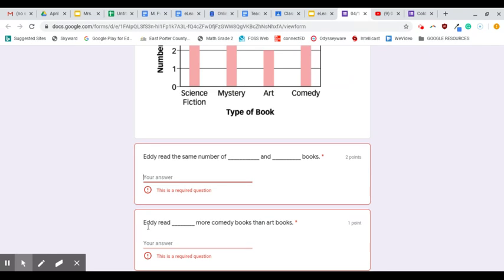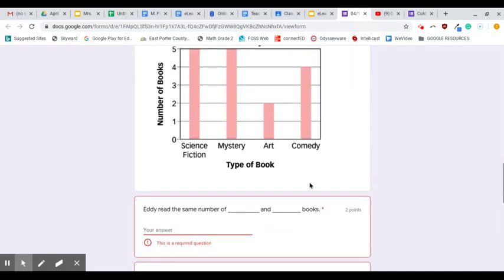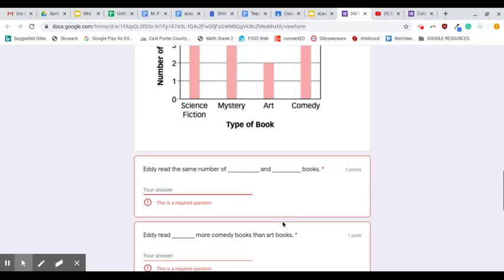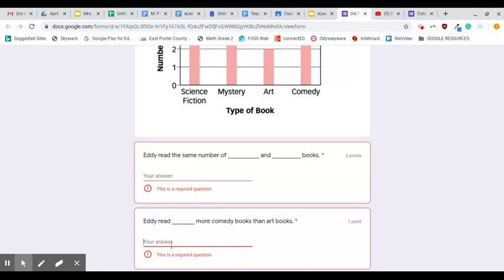Next question says, Eddie read blank more comedy books than art books. So let's look at comedy, which was 4, and art, which was 2. We're going to go ahead and subtract. 4 minus 2 equals what? Fill that into the next question.